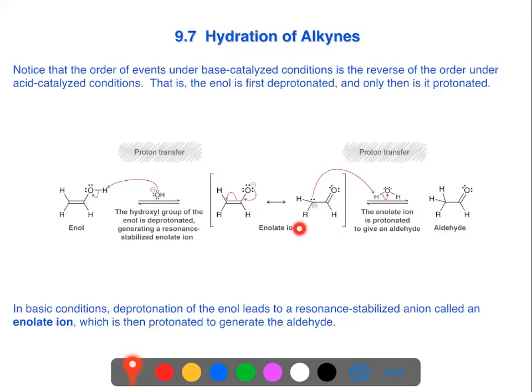What we observe is the formation of this carbanion, and it's this carbanion that then picks up a proton from water present in our reaction mixture, and that generates the neutral aldehyde. So under basic conditions, we're going to see deprotonation of the enol first. That will generate a resonance stabilized intermediate that we refer to as the enolate ion. And then that enolate ion is protonated to give you your final neutral aldehyde.